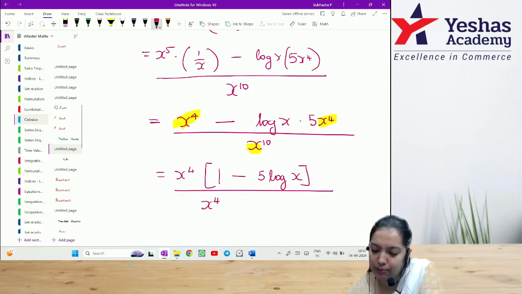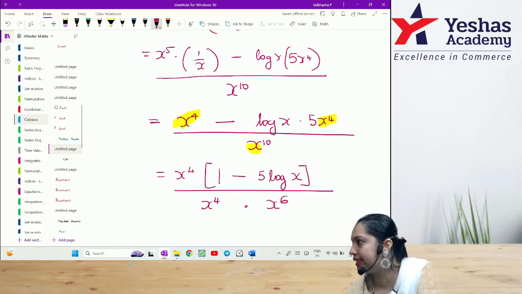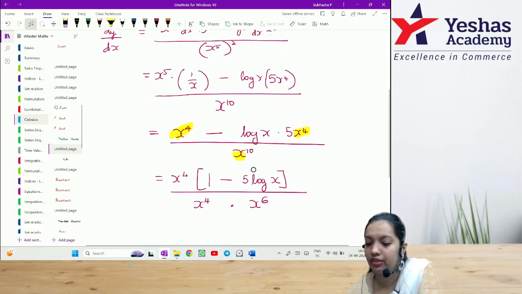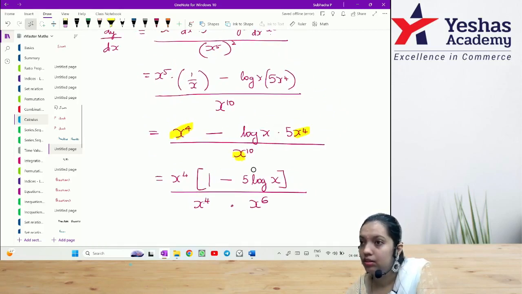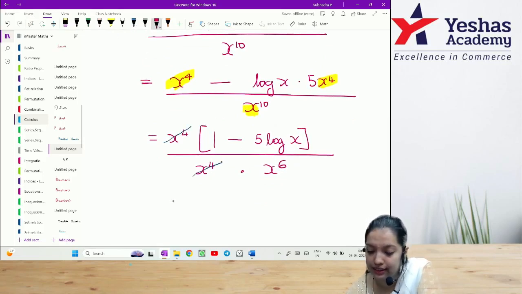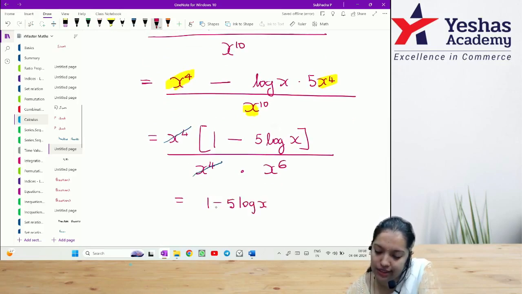If I take x power 4, how many more x powers are left out? x power 6. 4 plus 6 is equal to 10. So in that case, x power 4 gets cancelled. Your final answer is 1 minus 5 log x divided by x power 6.